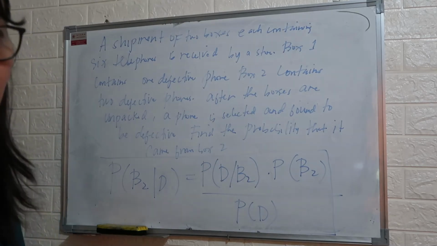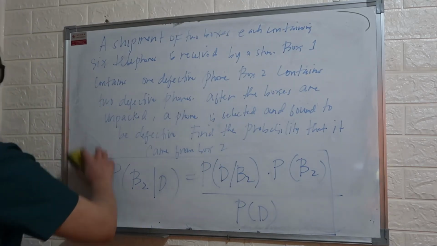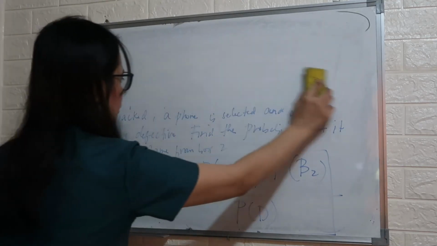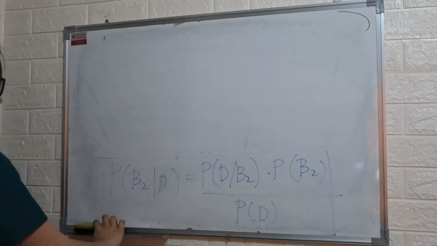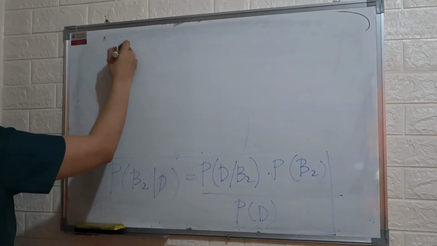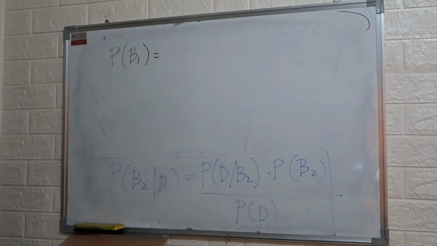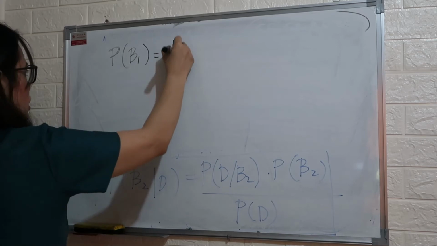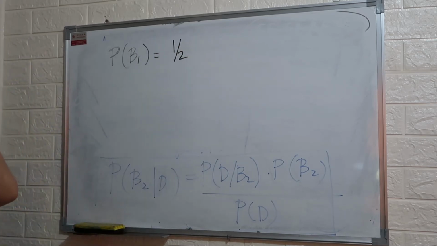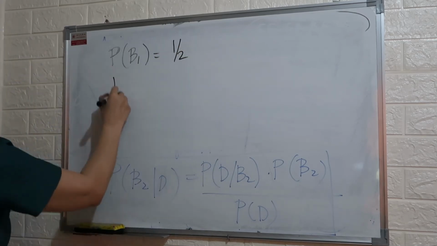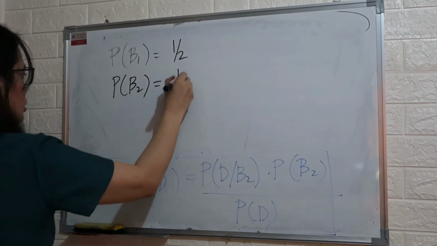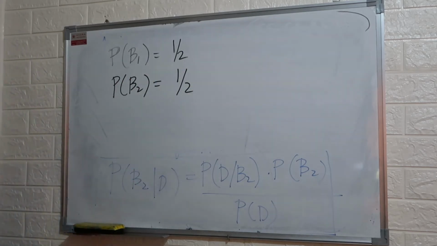Okay? So how do we answer that one? First, you need to write the given. What are the given? So the probability of getting box 1 will be 1 over 2. And then the probability of getting box 2 will be 1 over 2 also.